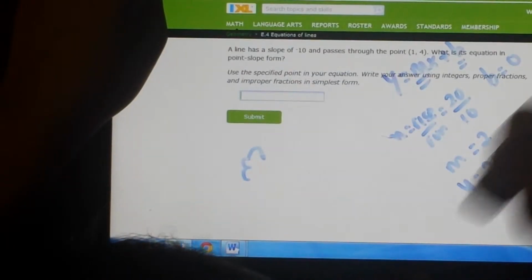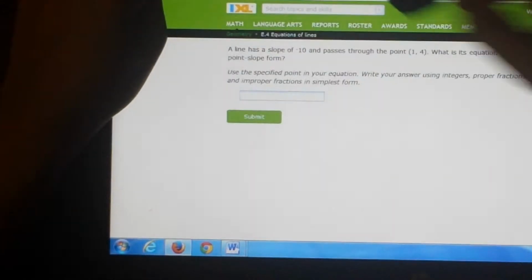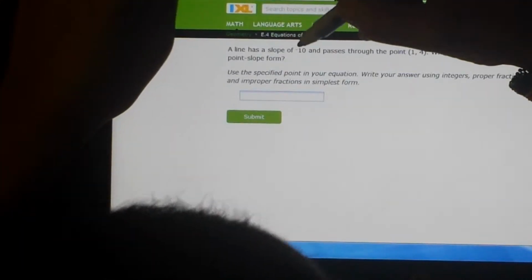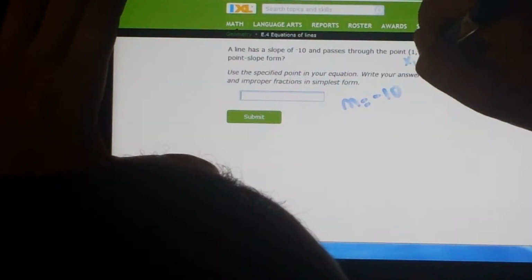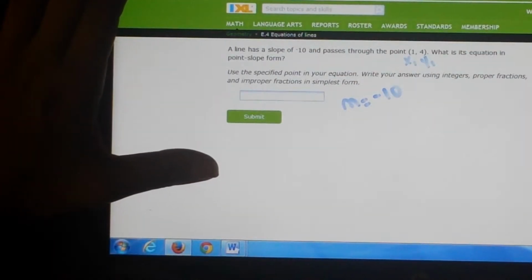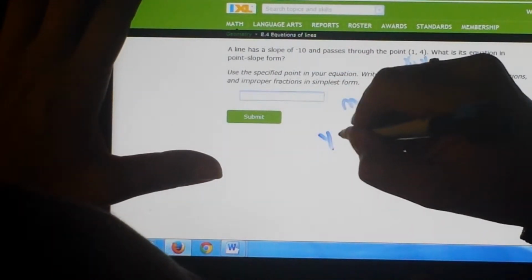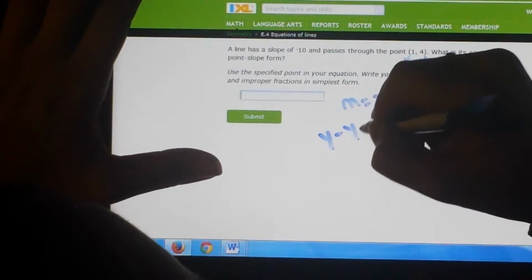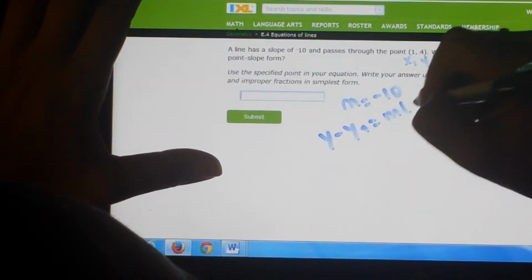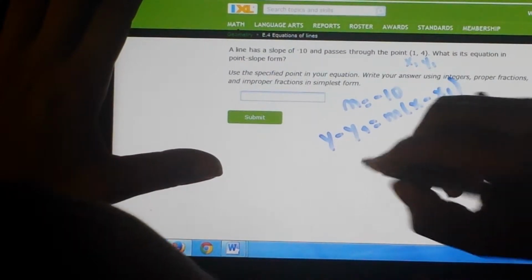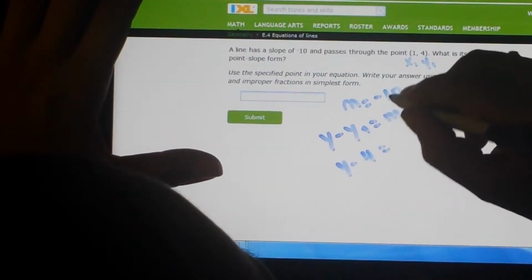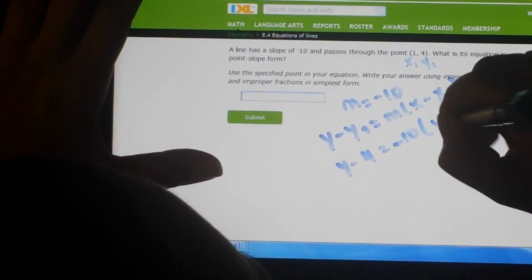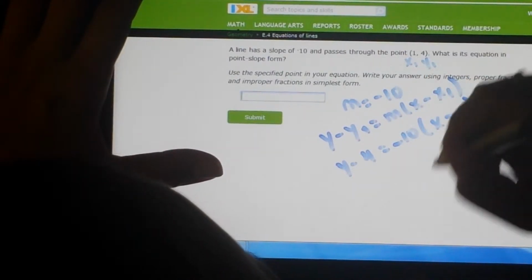Terrific. Alright, now if they don't give you a graph, doesn't matter. The line has a slope of negative 10, so m equals negative 10, and passes through the point. So look, I already labeled x1, y1. What's the equation in point slope form? So I know point slope form from the reference sheet is y minus y1 equals m times x minus x1. So y minus y1, which is 4, equals m, which is negative 10, times x minus x1, which is 1.